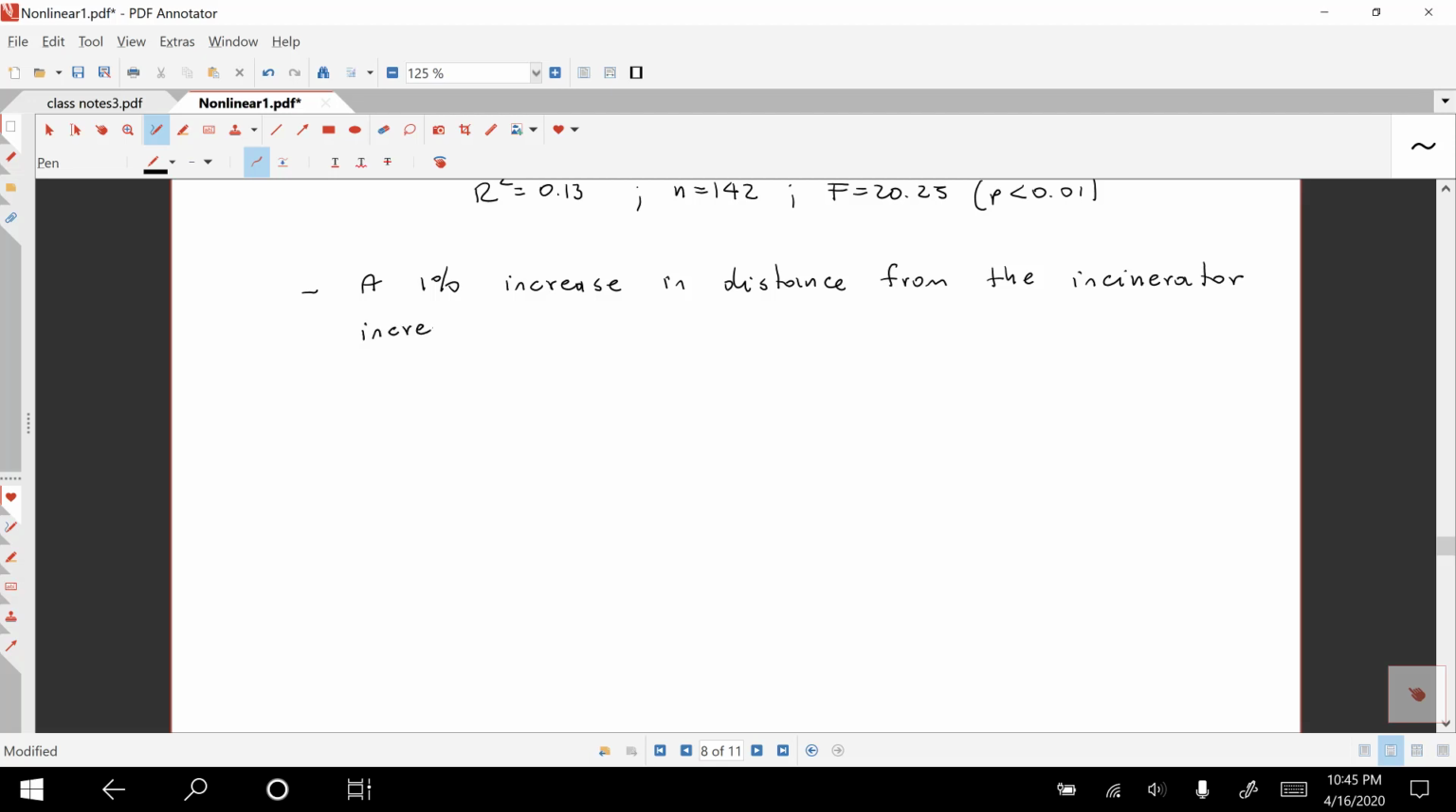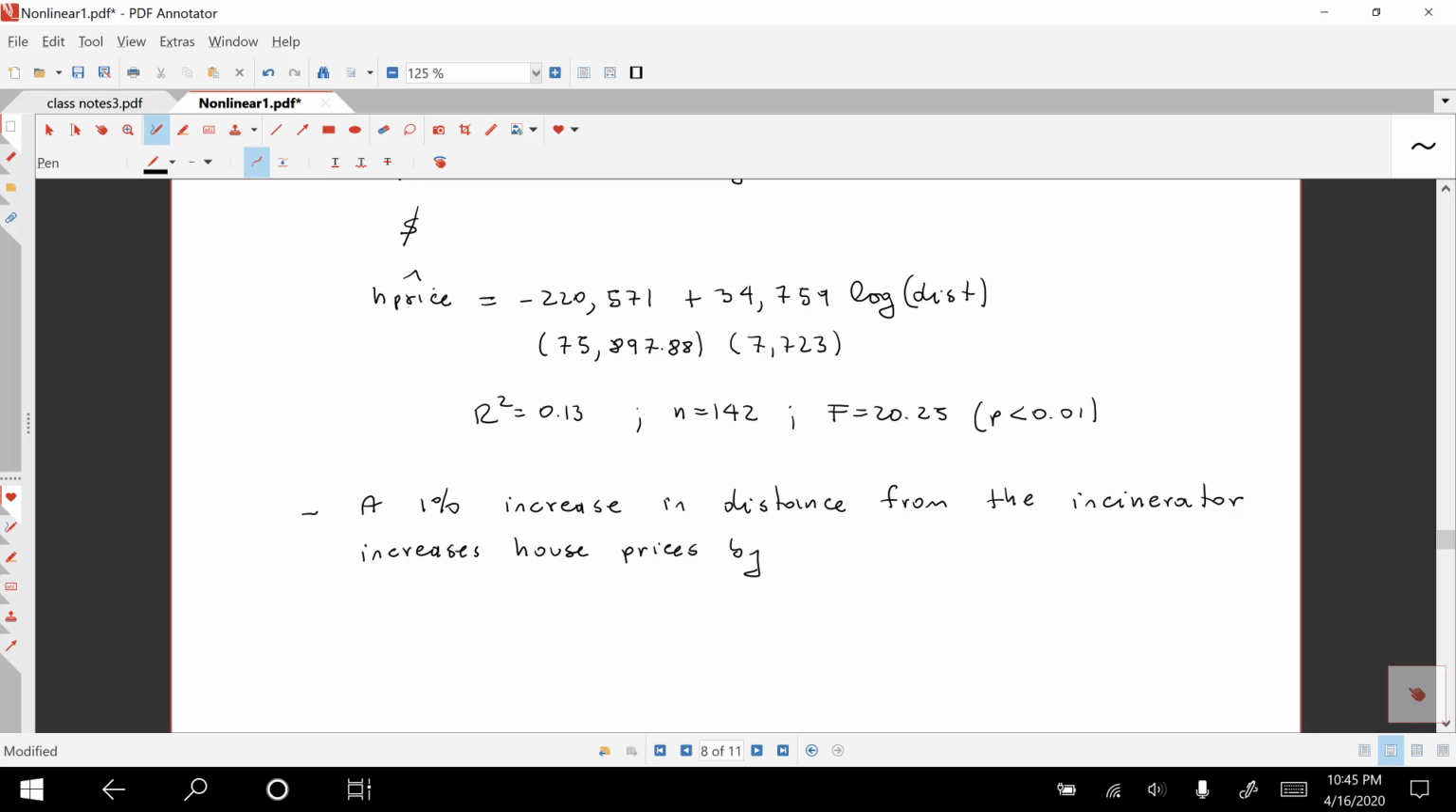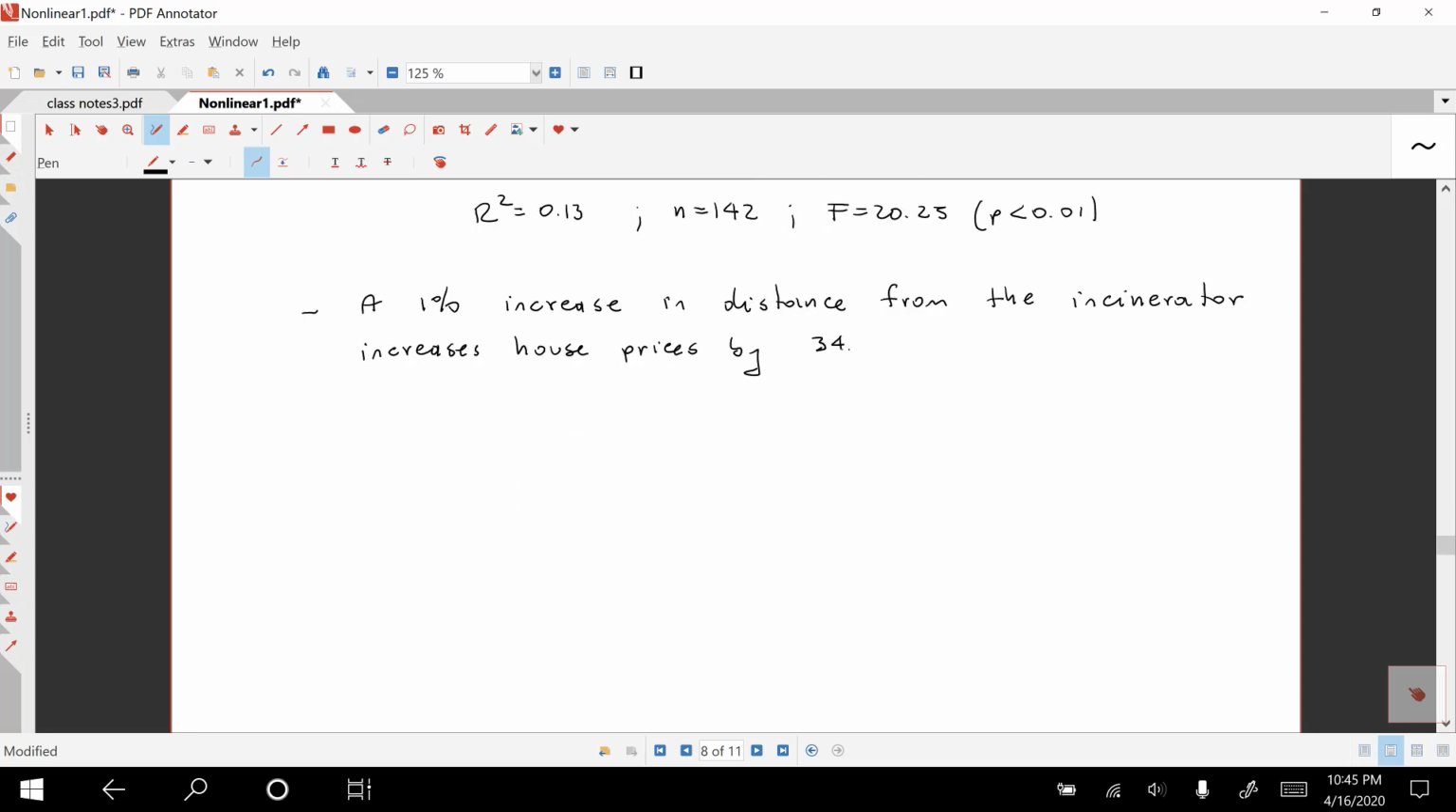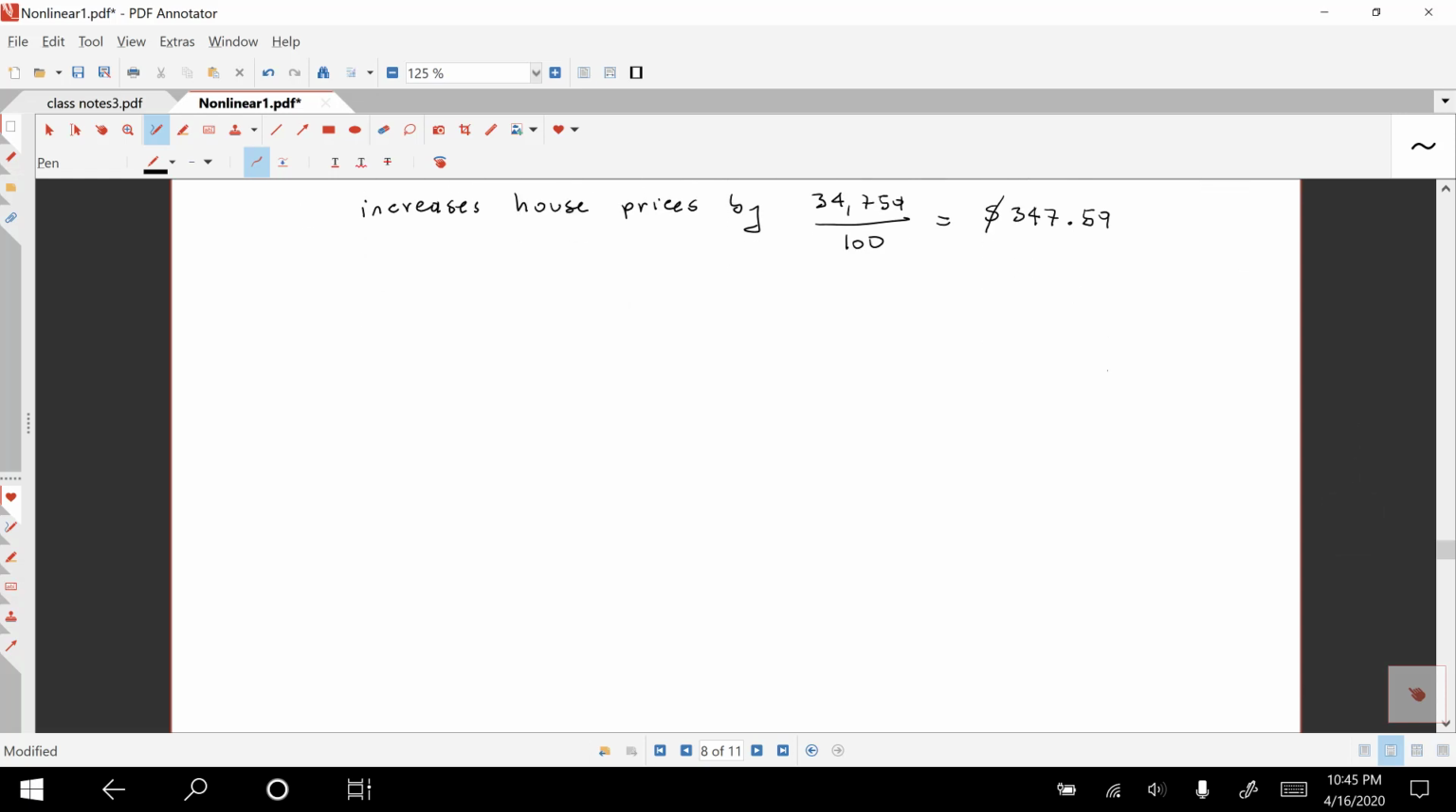increases house prices by, so again, this is going to be that coefficient divided by 100. 34,759 divided by 100. So this is going to be $347.59. So a 1% increase in distance from the incinerator increases house prices by $347.59. In terms of the shape, let's see if it kind of makes sense.